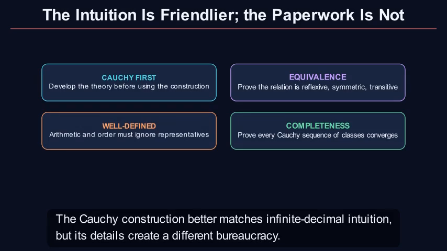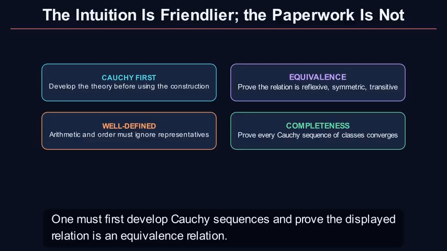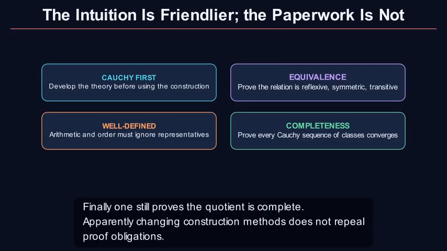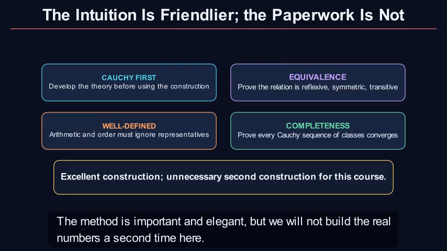The Cauchy construction better matches infinite decimal intuition, but its details create a different bureaucracy. One must first develop Cauchy sequences and prove the displayed relation is an equivalence relation. Then addition, multiplication, order, inverses, and every comparison must be proved independent of representatives. Finally, one still proves the quotient is complete. Apparently, changing construction methods does not repeal proof obligations. The method is important and elegant, but we will not build the real numbers a second time here.